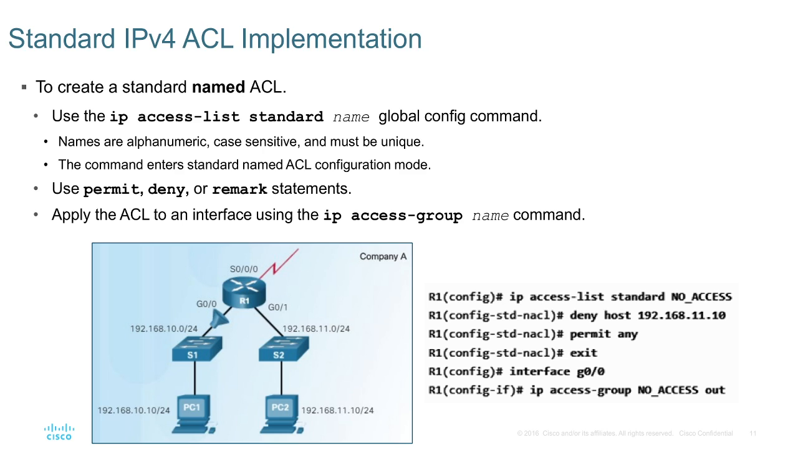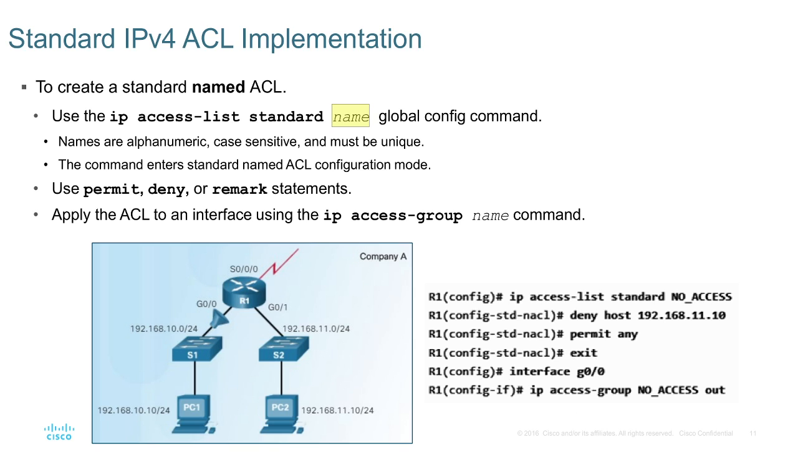With regards to named ACLs, they are not so different, except that we will use a name. So instead of having a number here, we will have a name. For example, we can create something like IP access list standard no access. That is creating a standard access list with the name no access. Inside that access list, we will have the commands for deny host this, permit any, exit, and then we'll go into the interface and associate that with the interface.